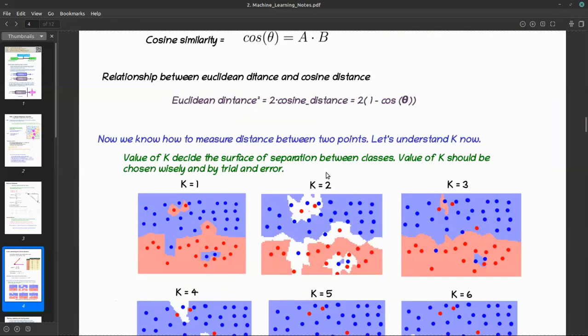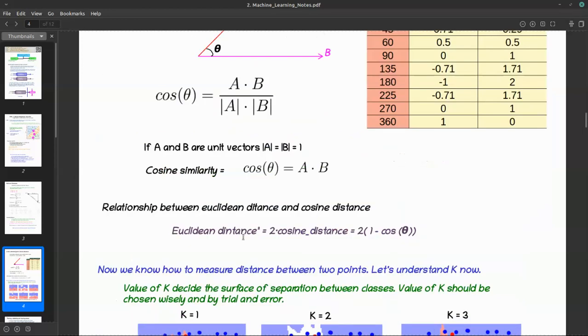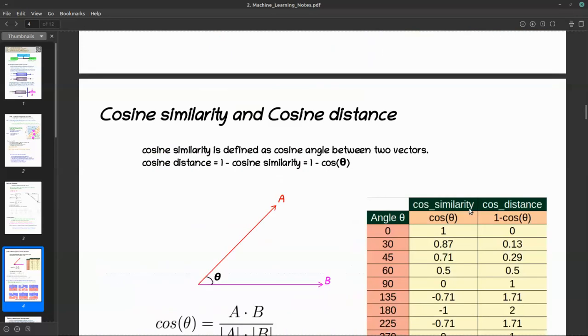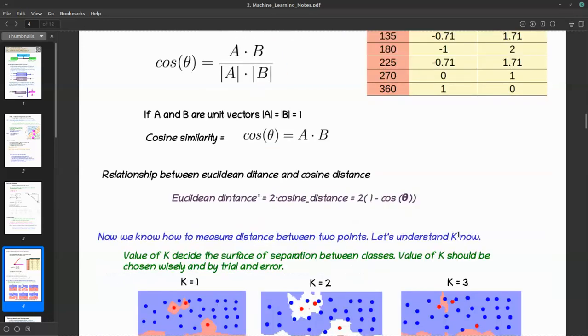I remember all this because I was just making notes today morning. So this would be useful to connect the mid-sem paper and how they are asking, right? So this is the simple formula: Euclidean distance squared is 2 into cos distance, or 2 into 1 minus cos theta, because cosine distance is 1 minus cosine similarity, or cos theta.